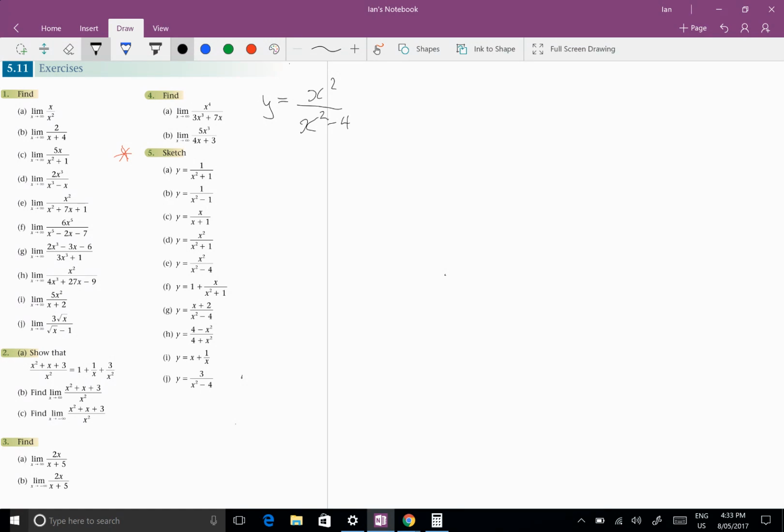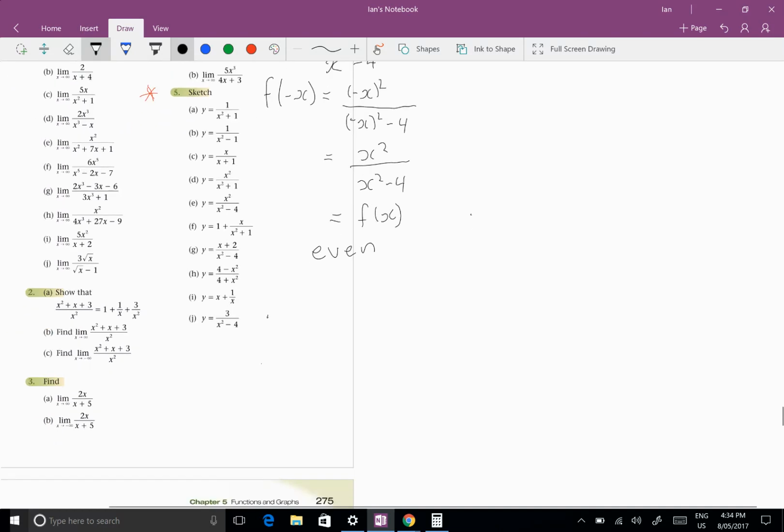Straight away, my first thing is, this looks like an even function. Let's find what f of minus x is. That gives me minus x squared on minus x squared minus 4. And that gives me x squared on x squared minus 4, which equals f of x. Hence I get an even function. And I'm really happy about that because now I only have to graph half of it and reflect it in the y-axis, x equals 0.